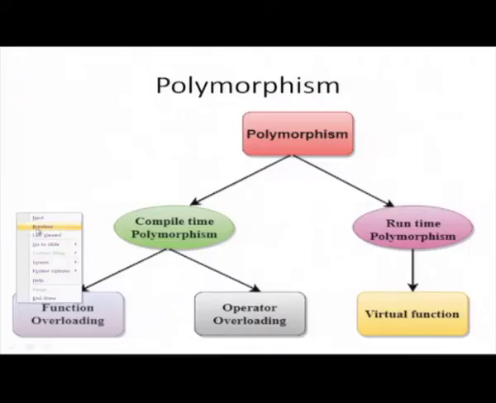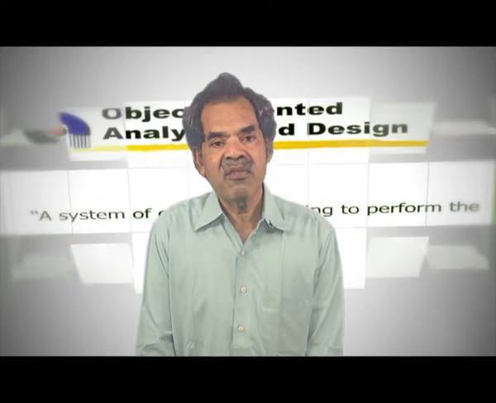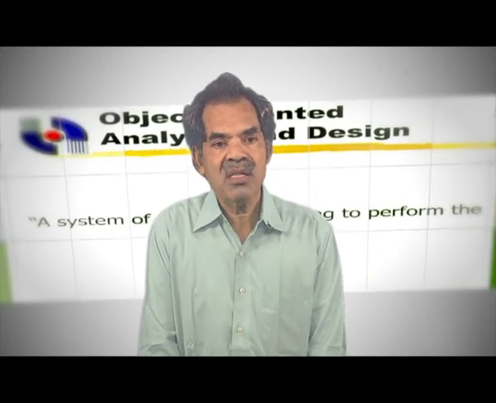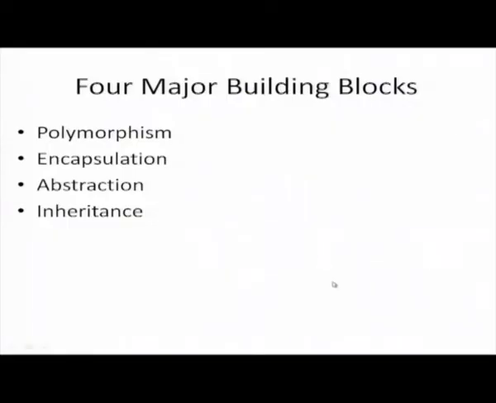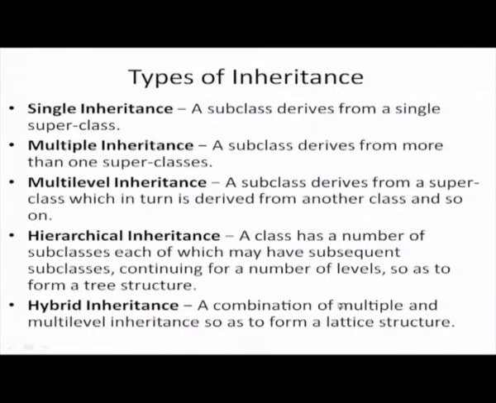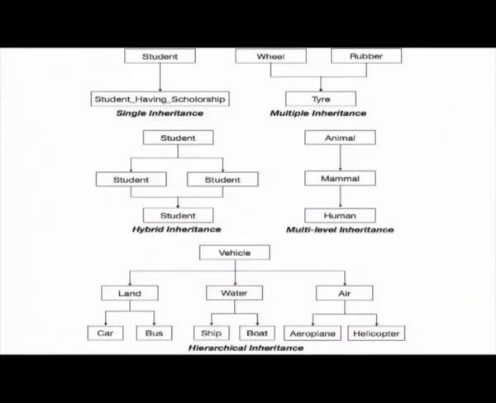Welcome to the lecture series on object-oriented analysis and design. We are looking at the four major building blocks: polymorphism, encapsulation, abstraction, inheritance. So, what we are now focusing on is the fact that there are 5 different varieties of inheritance. Good examples are here. Single inheritance is what we are talking about.